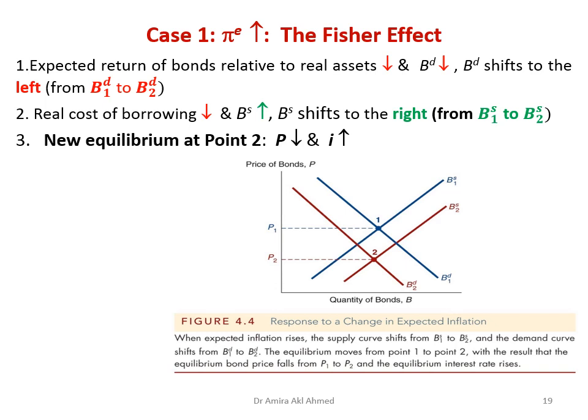Note that the increase in the expected inflation also shifted the supply curve. In other words, at any given bond price and interest rate, the real cost of borrowing has declined, causing the quantity of bond supply to increase. Hence, the supply curve shifts to the right. As a result of the shifts in the demand and supply curves, the equilibrium price has moved from B1 to B2, and the market clearing equilibrium moves from point 1 to point 2, as shown in the attached figure.